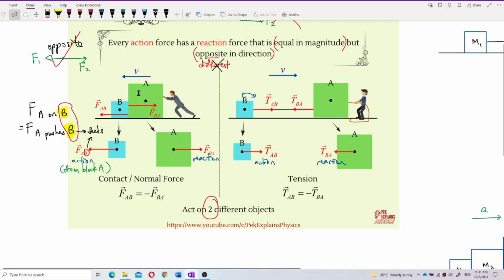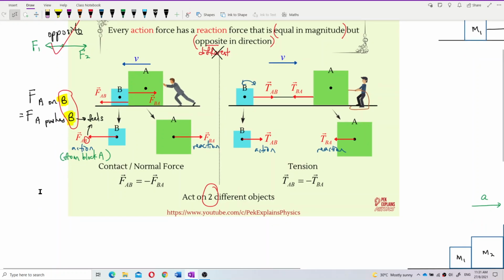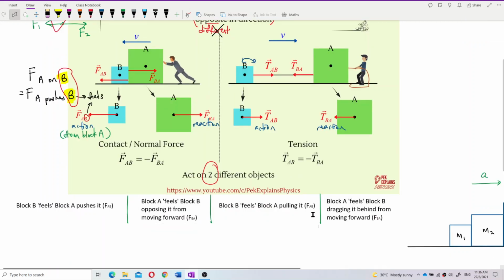Now, B feels that A pushes it. Maybe I should write something here. Okay, let me make it larger. Hold on a second. Now I've made it much clearer. Look at this one. Block B feels block A pushing on it. So this force is from block A. Block B feels that block A is pushing it forward.